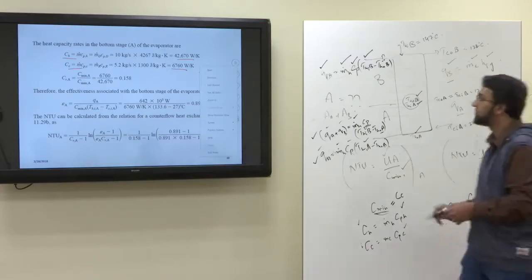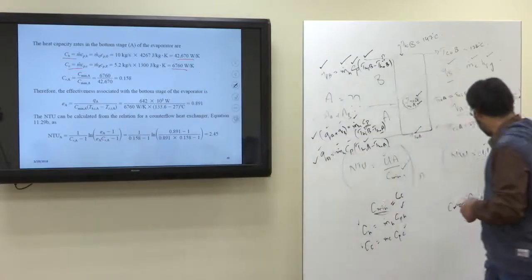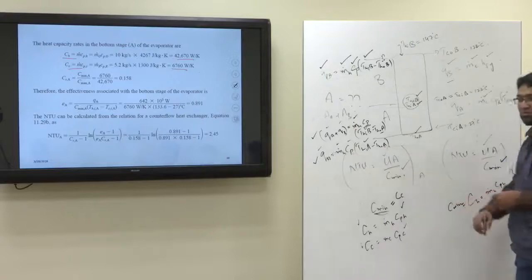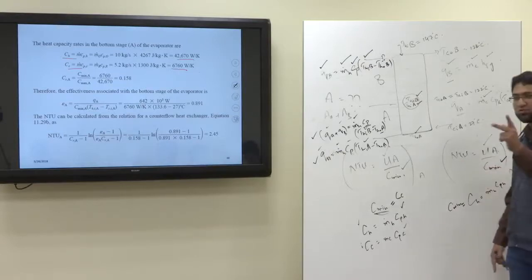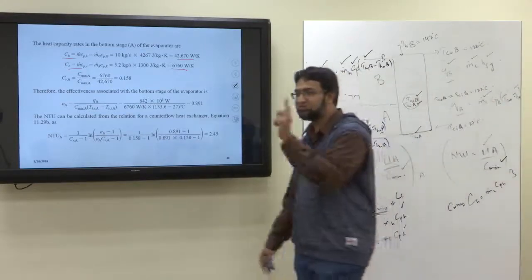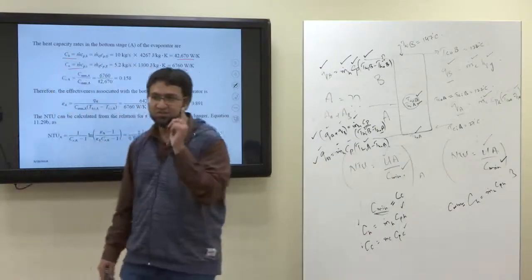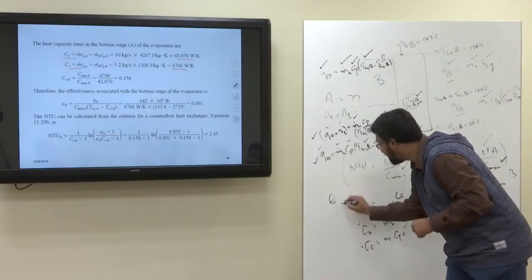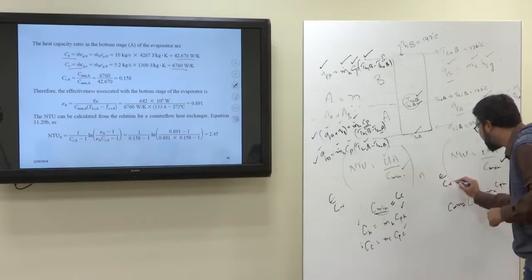Is it clear? So now we decided what C minimum is here. What will be CR here? Now we need to know NTU. For NTU we need two things, effectiveness and CR. So we need effectiveness here, and we need CR here.